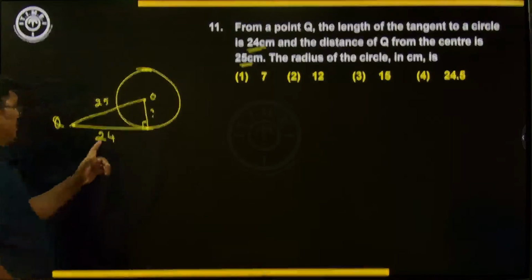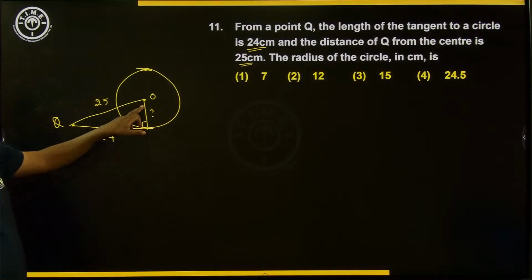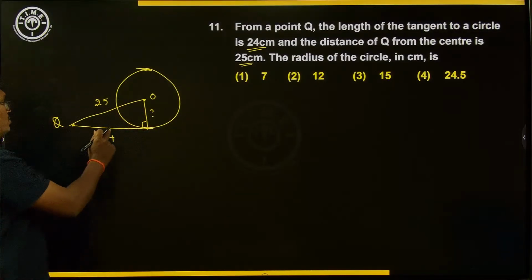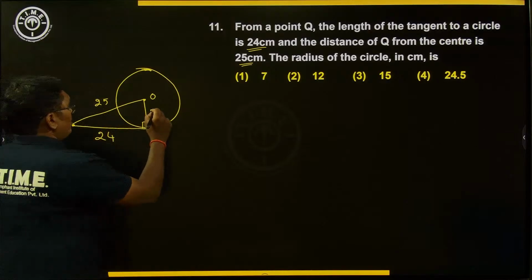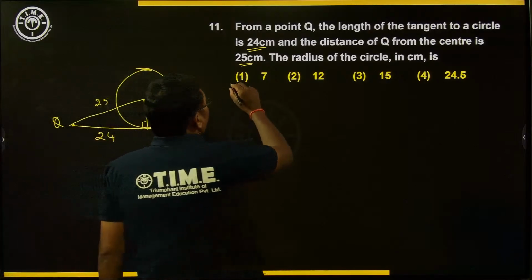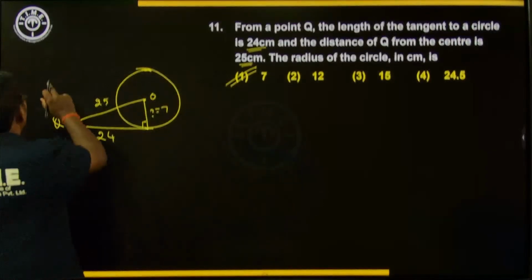If you observe, this is 24, this is 25, and it is a right angle triangle. This is a radius and tangent, and the angle is always 90 degrees. So with 24 and 25, this should be 7. That means the radius of the circle is 7 centimeters. Okay, next.